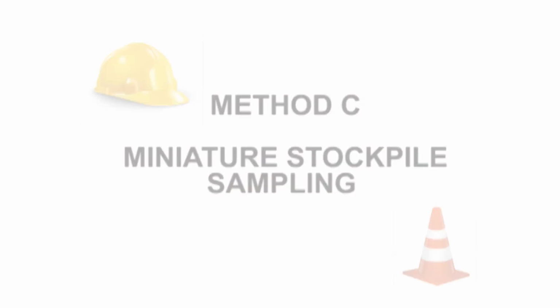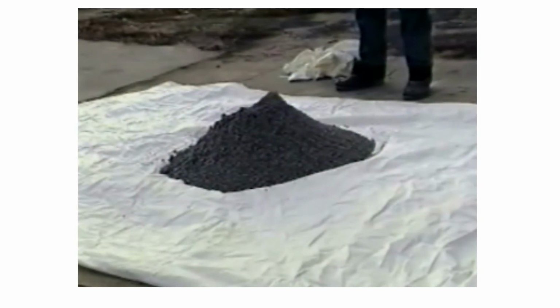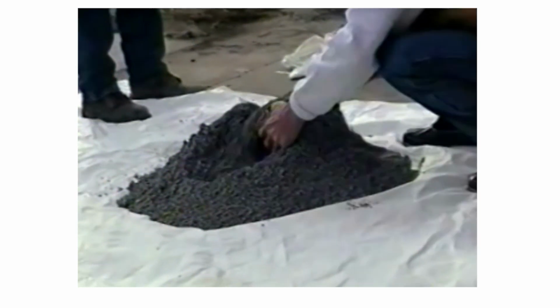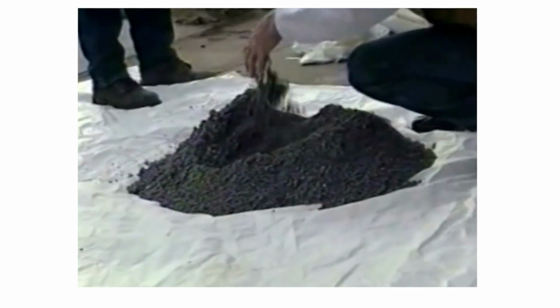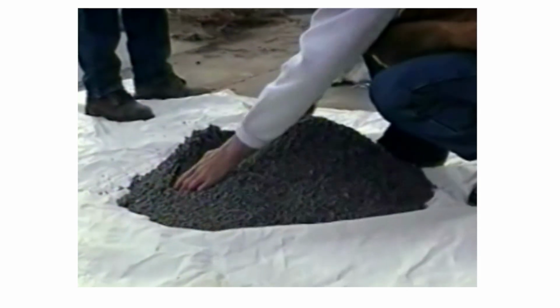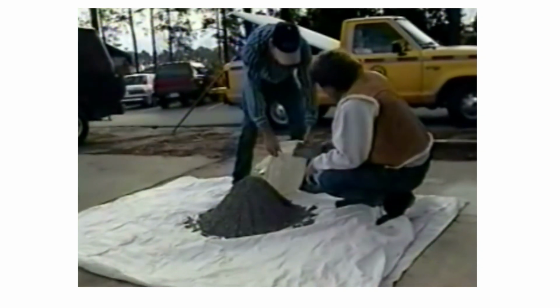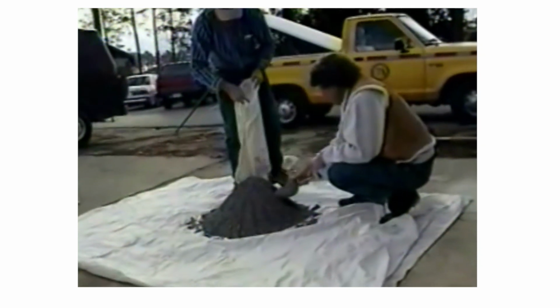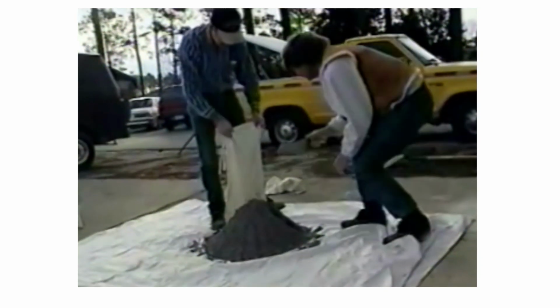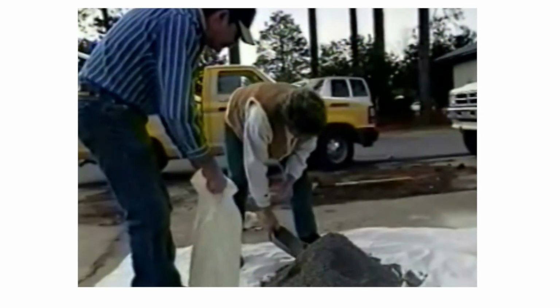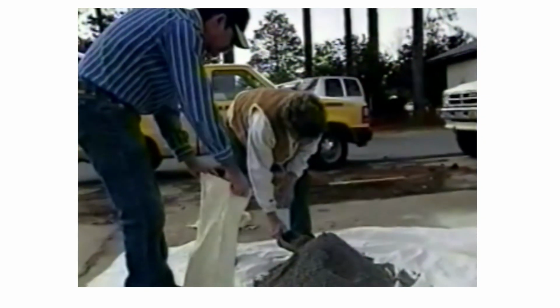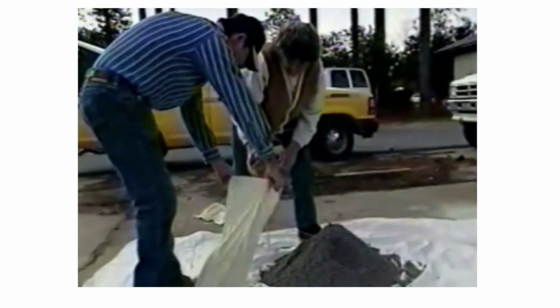You begin this reduction method by placing the field sample on a clean blanket of canvas or other suitable material. Thoroughly mix the sample and form it into a miniature stockpile. Take the sample by selecting a minimum of 5 equal-sized increments from random locations on the miniature stockpile. You may take the samples with a small sample tube, a small scoop, or a spoon.